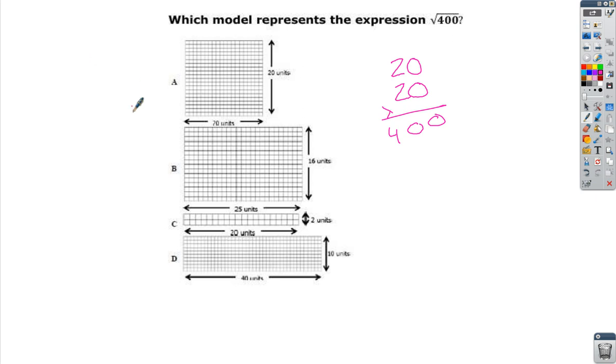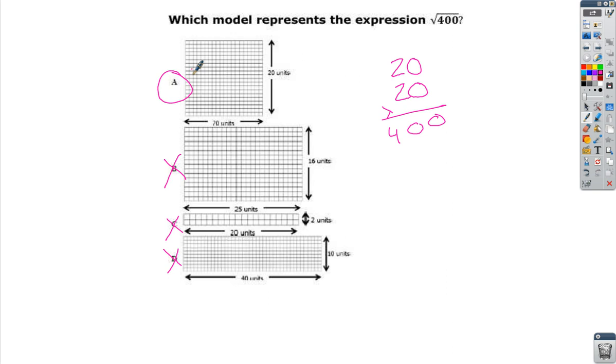And what I always like to do is cancel out models that don't make sense. And we know we have to have a perfect square, so both sides of our square are going to be the same size. So let's look at A. This one says 20 times 20, so this one could be our answer. B says 25 and 16. Well, those two sides aren't the same, so this couldn't be our answer. C says 20 and 2. Those two sides aren't the same, so they won't be a perfect square. D, 40 and 10. Those two sides aren't the same size, so they won't be the same. The only thing we're left with is 20 times 20, and we knew 20 times 20 equals 400, so our answer is A.